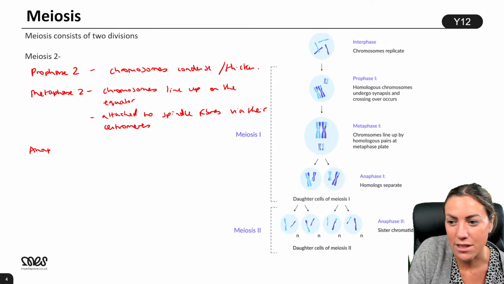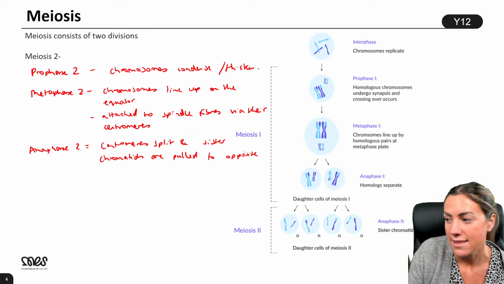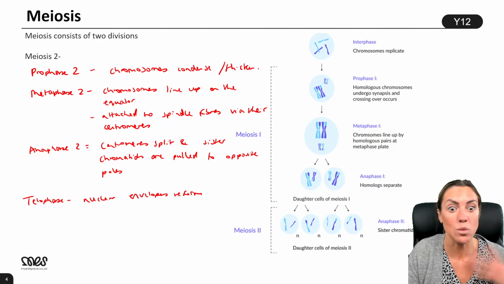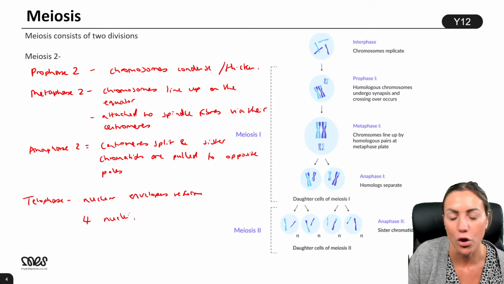And then anaphase 2 is like mitosis. The centromeres now split and the sister chromatids are pulled to opposite poles via the spindle fibers. And then telophase, nuclear envelopes reform. Obviously, the chromosomes will decondense and will not be visible, but now you've got 4 nuclei.